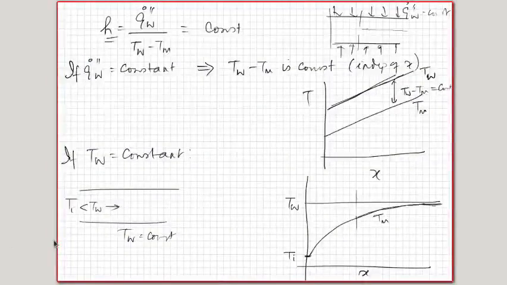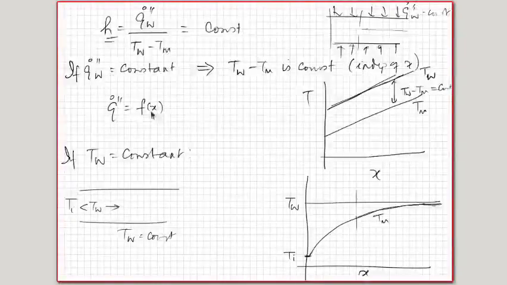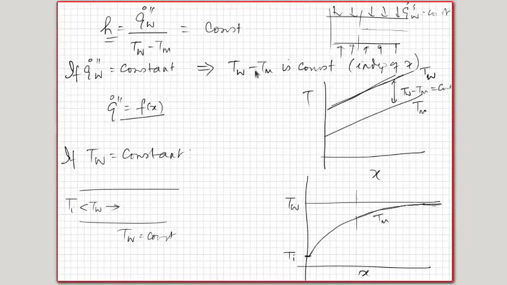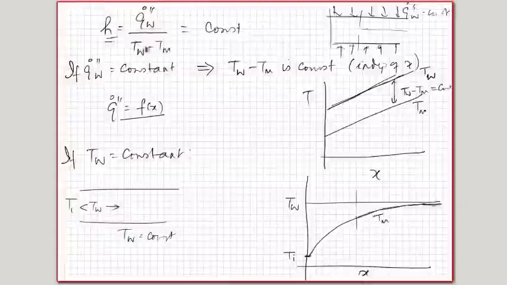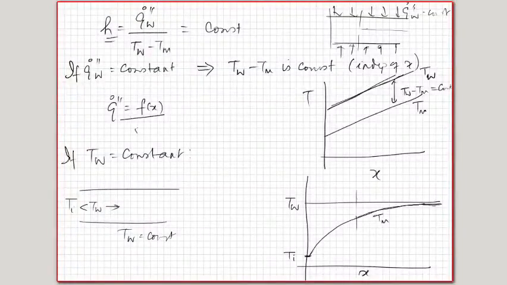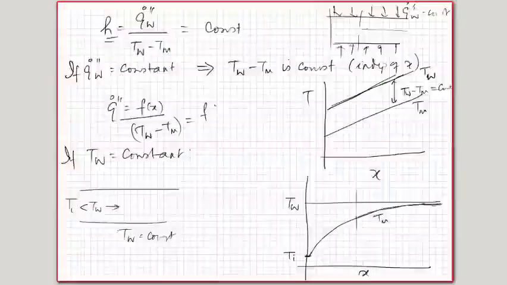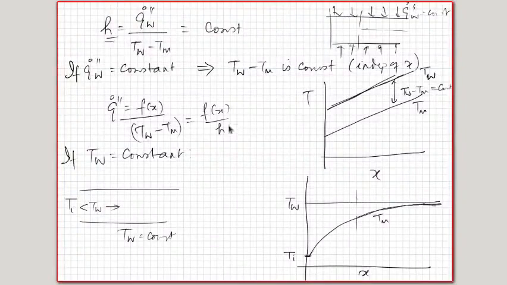And you can have any other kind of boundary condition also. For example, you can have a boundary condition in which the q wall is varying with x. Okay, so this q wall can be a function of x, in which case the T wall minus Tm will also be a function of x in such a way that the ratio of the two becomes a constant. Okay. So the T wall minus T mean would actually be equal to f of x divided by h, which is a constant. Okay, so it will be another constant.